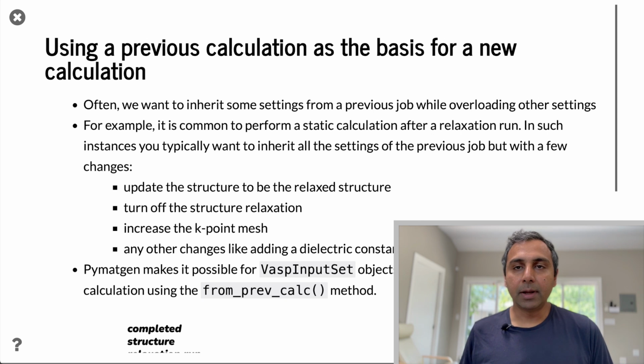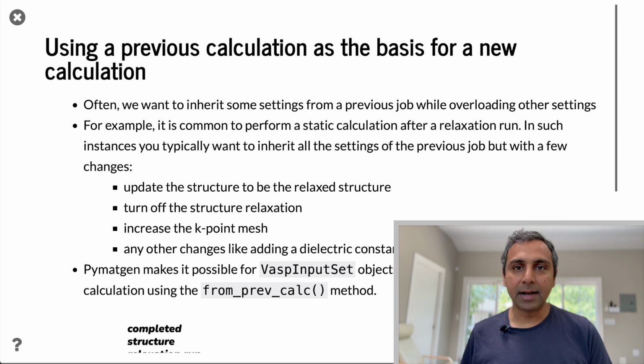Okay, so the last way that I want to talk about for using VASP input sets is to use a previous calculation as the basis for a new calculation. Because often one of the things that we want to do is to inherit settings from a previous job. Let's say you already ran a structure optimization in VASP with some custom settings that you like and custom van der Waals corrections and things like that.